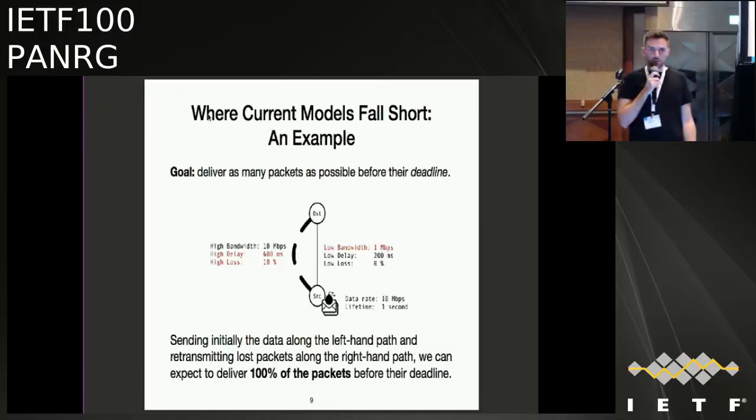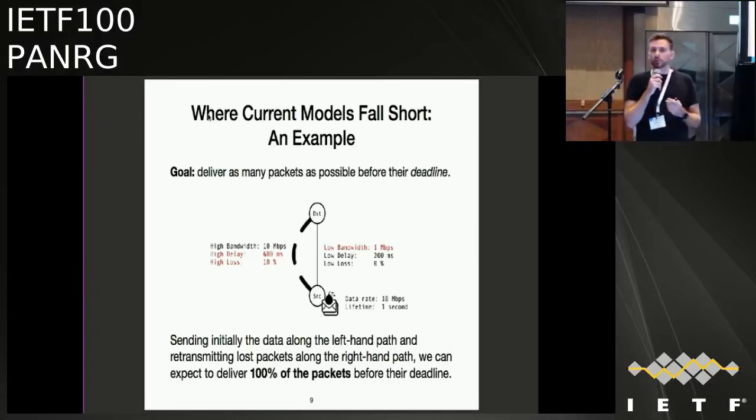And so it's fairly easy to see here that the optimal strategy is to send all data initially on the left-hand side path. And then, because it has a high loss, all the packets that are lost can be retransmitted on the very reliable path on the right-hand side. So using that simple strategy of transmitting along one path and retransmitting along the other, we can expect 100% of the packets to be transmitted before the deadline.